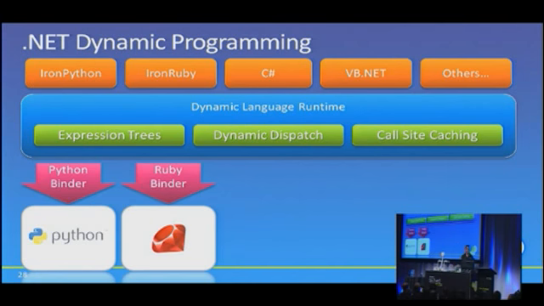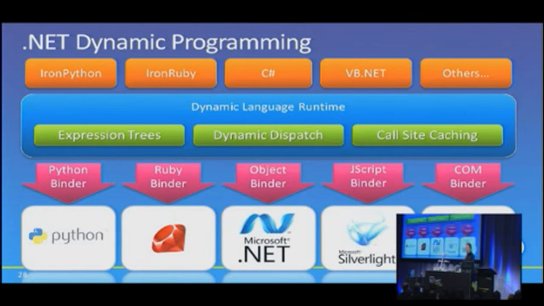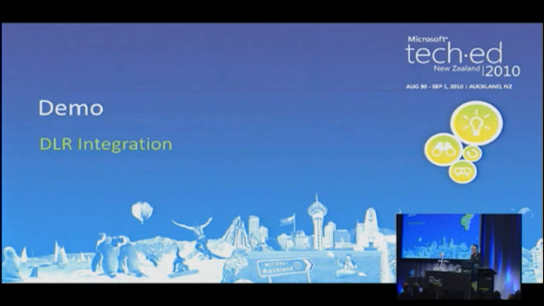So we can obviously bind to things like Python and to Ruby, but we can also bind to our common kind of .NET language core. We can also bind to Office or to Silverlight. So by creating those binders, we actually increase the scope of the DLR to more than just the dynamic languages themselves. So I'm just going to show you a quick demo of the DLR in action.